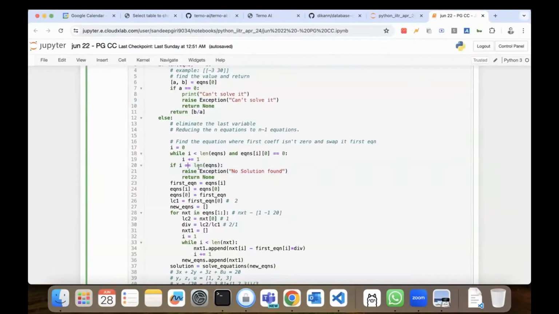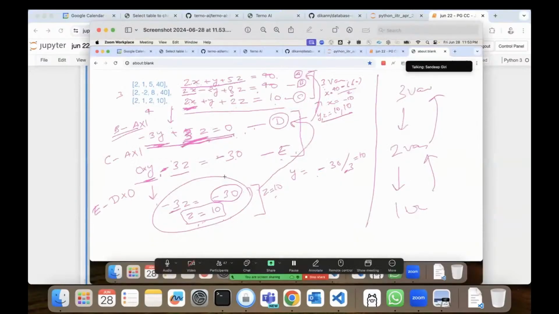If it is greater than or equal to the length of equations. Length of equations is 3, and the index can go up to 0, 1, 2, up to 2, not 3. If it went beyond, that means no solution found, meaning all the equations have zeros at the coefficient at the beginning. If you have, let's say, 2 equations given as y equals 5 and y equals 20, then those are inconsistent because x is missing from those 2 equations.